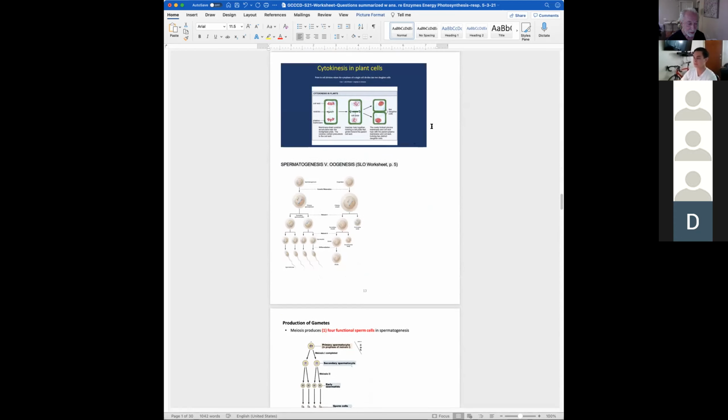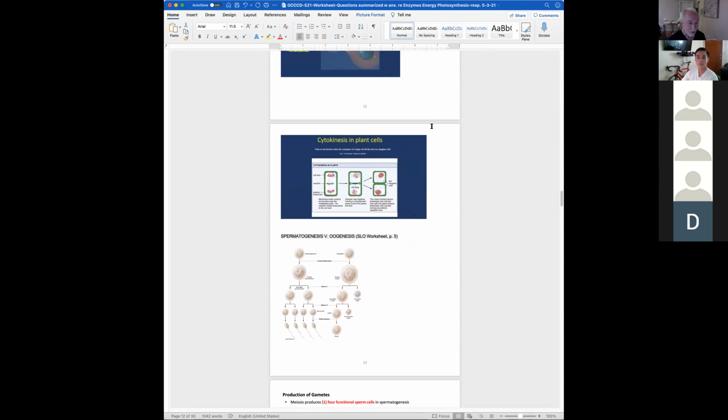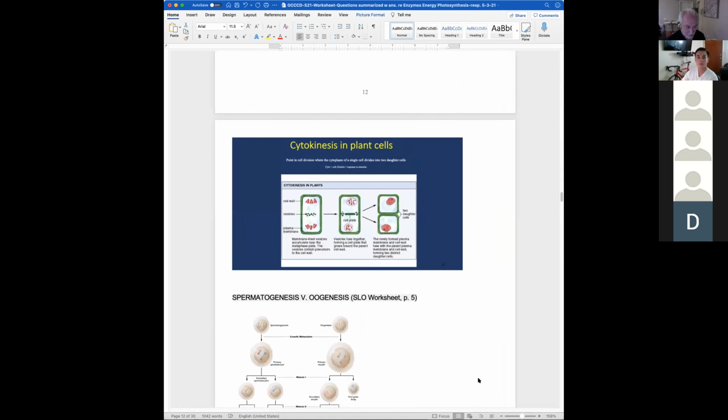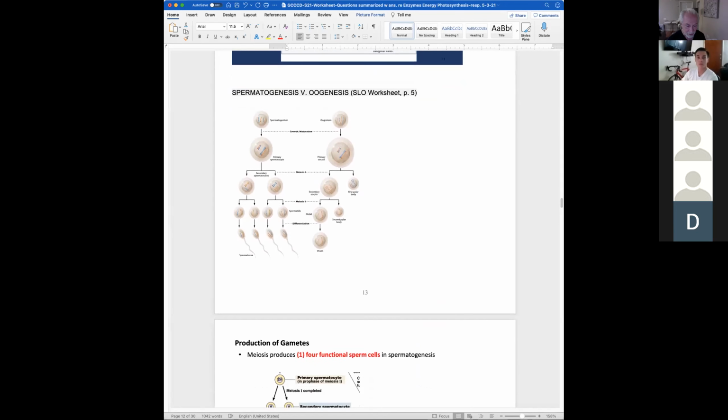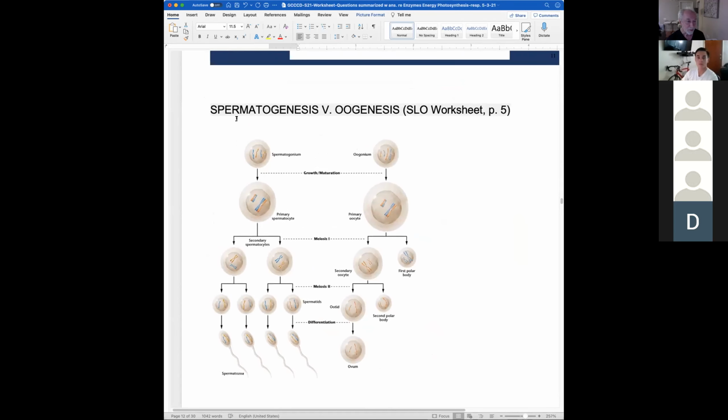But before we get there, I'd like to go back to a point about spermatogenesis and oogenesis. And just to remind you, you can see this. Spermatogenesis here on the left, you start out with a spermatogonium, a diploid cell. You go through meiosis 1 and meiosis 2, and you end up with 4 functional sperm cells from 1 progenitor cell.